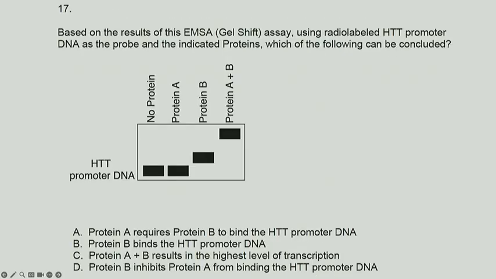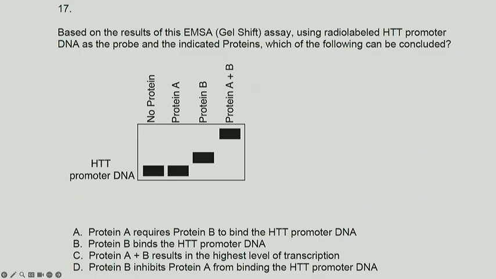Okay. So, based on the results of this EMSA, using radio-labeled HTT promoter as the probe and the indicated proteins, which of the following can be concluded? Protein A requires protein B to bind the Huntington's promoter DNA? Yes, right? So this is just another way of showing what we just showed previously with the DNase footprinting.